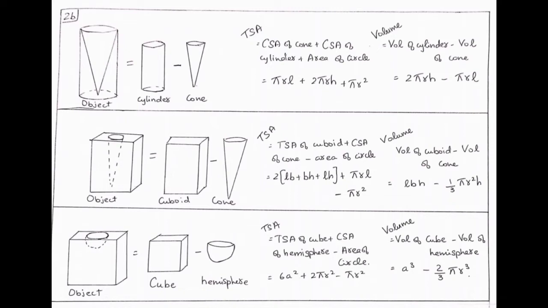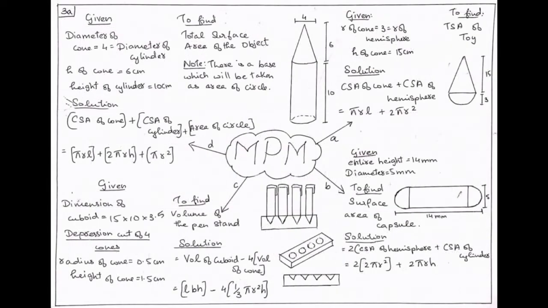And next, it's similar to that. There's a cube and a hemisphere is depressed, and TSA of the object is TSA of a cube plus CSA of a hemisphere minus area of circle. And volume is volume of cube minus volume of hemisphere. For TSA, the formula is 6 a square plus 2 pi r square minus pi r square, where volume is a cube minus 2 by 3 pi r cube.